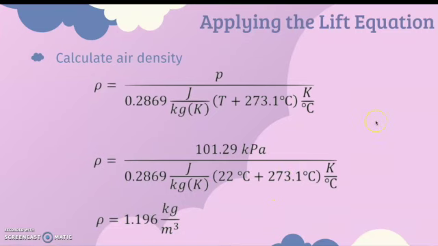Then we have to take a look at calculating our air density. So using the information from the problem, we're going to plug in the different components that we need in order to solve for air density, giving us 1.196 kilograms per meters cubed.